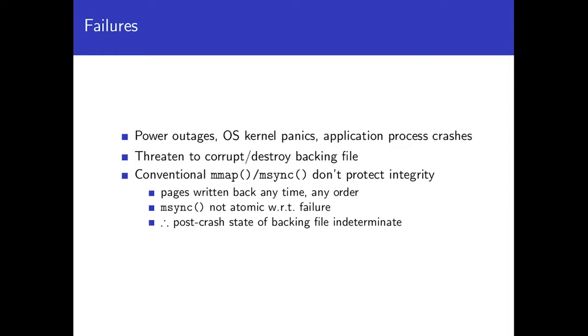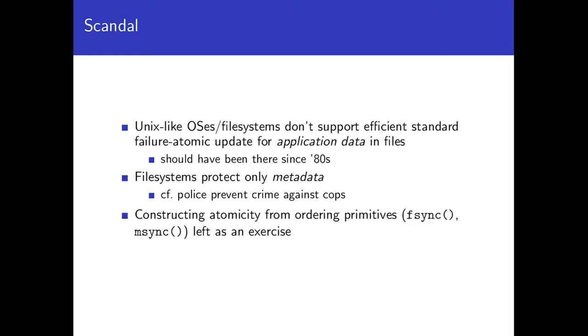One problem is that the operating system can write modified pages of the in-memory image down to the backing file whenever it wants in any order. Another problem is that even if you call msync, the operation of msync is not atomic with respect to failure. So after a crash, the state of the backing file is unknown, and it's not a reliable starting point for recovery. I think it's something of a scandal that Unix-like operating systems and the POSIX standard and so forth don't offer any simple, standardized, efficient mechanism whereby applications can failure-atomically update application data in files. We should have had something like that for decades.